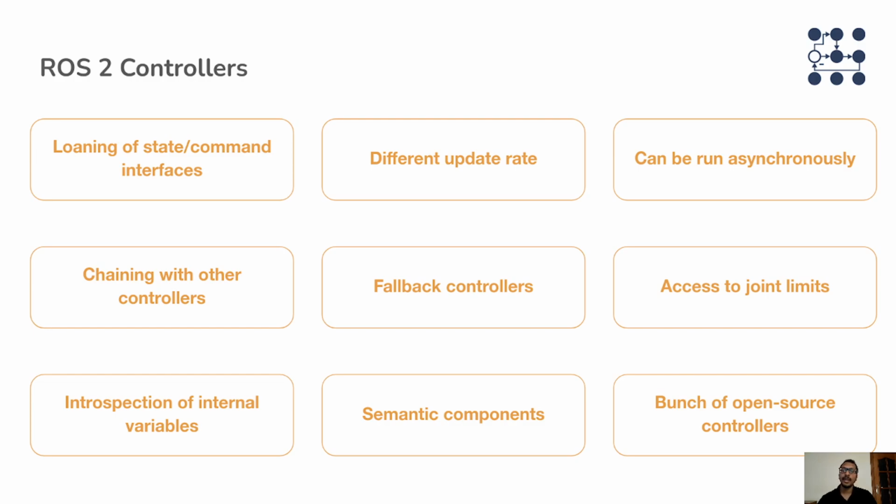And the ROS 2 controllers also have access to the joint limits. And we also provide a way to inspect each and every variable of the ROS 2 controllers. Let's say you have a variable foo and variable bar.